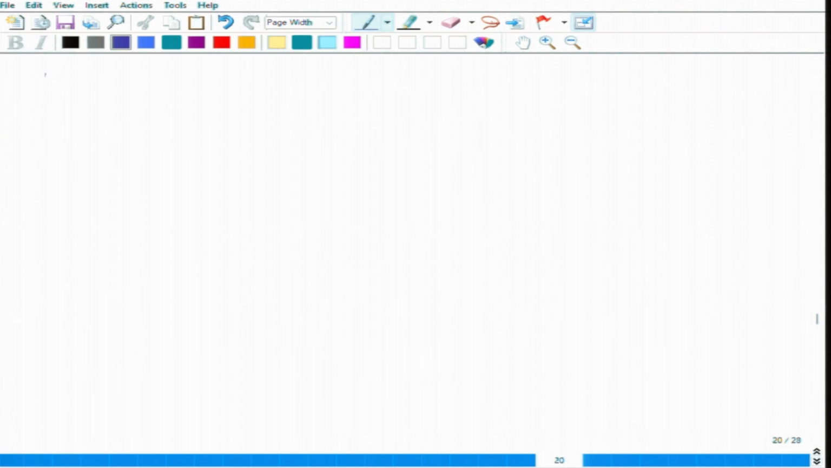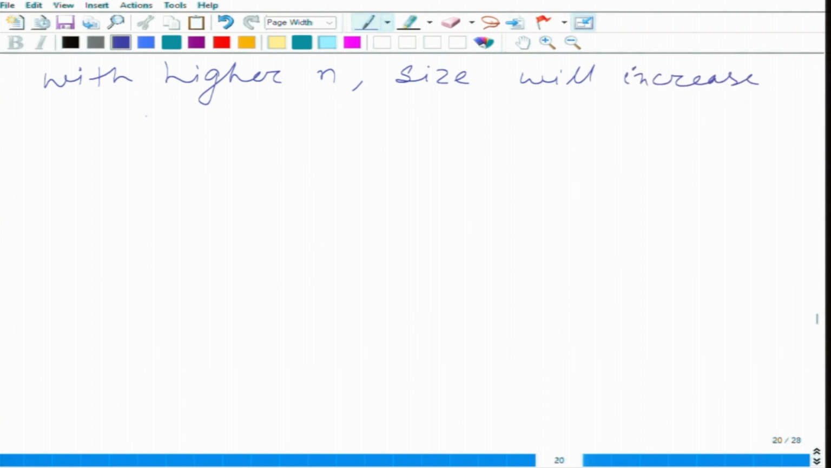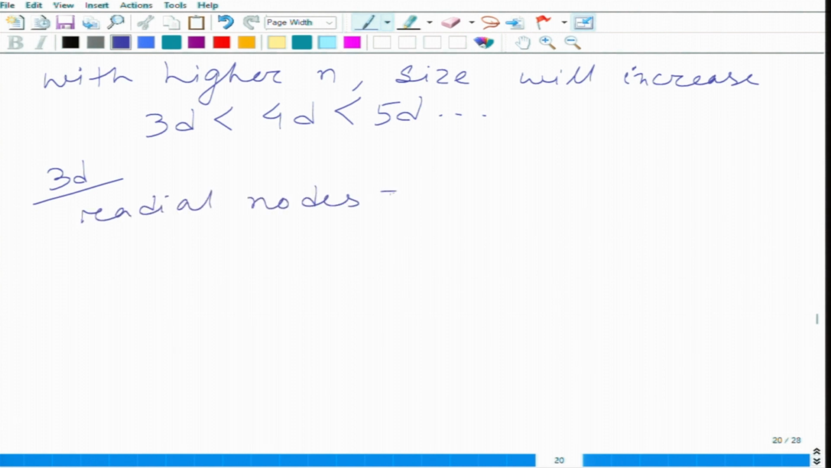So again, with higher n, that is higher principal quantum number, size will increase. So 3d is smaller than 4d, 4d is smaller than 5d and so on. Now the number of nodes. So for 3d, radial nodes will be n minus l minus 1. So 3 minus 2 minus 1, so 0.